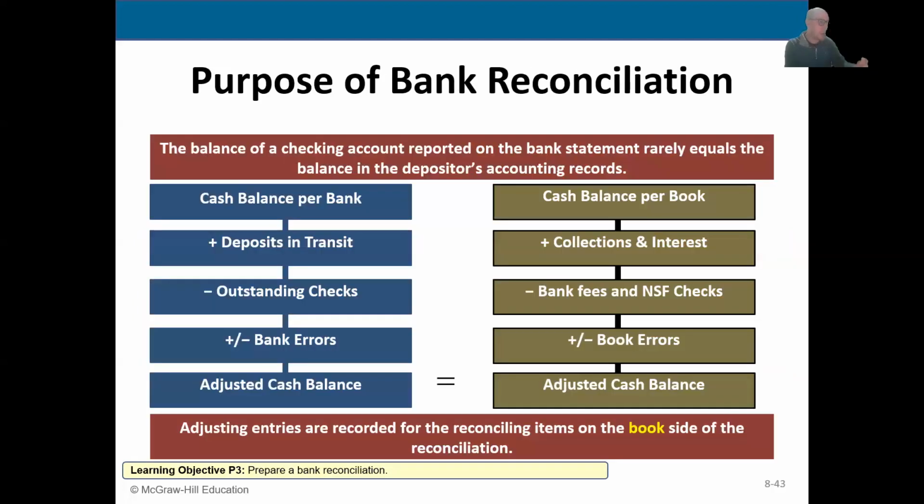This shows us how they balance, right? On the bank side, cash balance for the bank plus deposits minus outstanding checks plus or minus any bank errors equals the adjusted cash balance. That adjusted cash balance will equal the adjusted cash balance on our accounting records. Cash balance per the book plus collections and interest minus any bank fees, non-sufficient funds, plus or minus any error equals the adjusted cash balance.